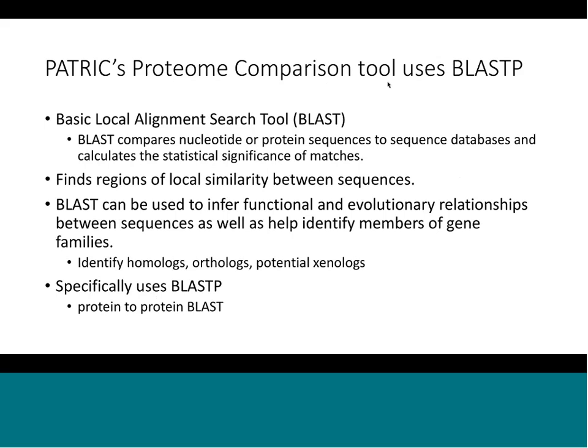BLAST can also be used to find regions of local similarity between sequences, and it can be used to infer functional and evolutionary relationships, but not only between sequences, it can help you identify members of gene families. It can be useful in identifying homologs, orthologs, or potential xenologs. I've always known homologs and orthologs, but apparently xenologs is a new term that I was just recently introduced to, and that's identifying something that's come by lateral transfer.